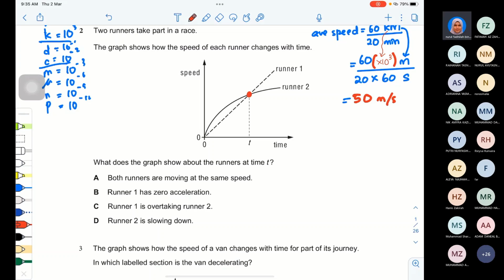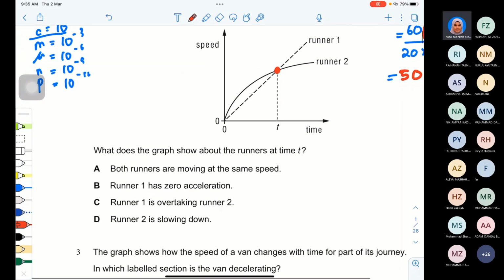At time t, what do you see? What do you observe? Both of the graphs, kita ada 2 graphs ni, graph runner 2, graph runner 1. So we have, okay, at time t, the 2 graphs meet. Okay, apa maksud dia? When the 2 lines meet, so what's the value here? Kita dapat sama value tu kan?